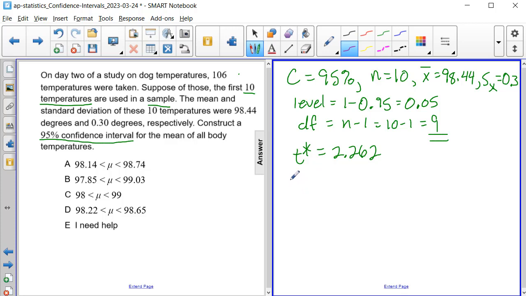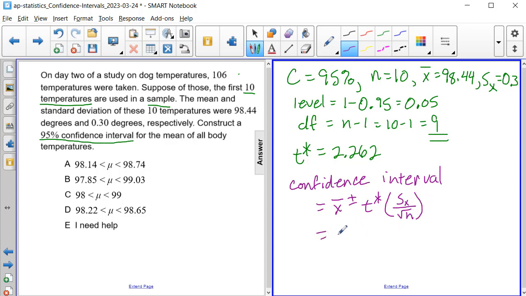All right, so now we can determine our confidence interval. And our confidence interval is equal to our mean plus or minus the critical value T star times our standard deviation divided by the square root of n. So we can put 98.44 plus or minus 2.262 times 3/10 or 0.30, if you wanted to write it that way, divided by the square root of 10.